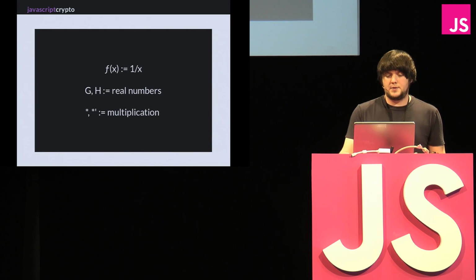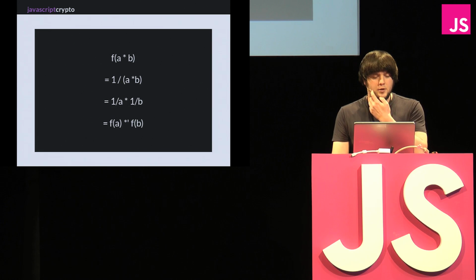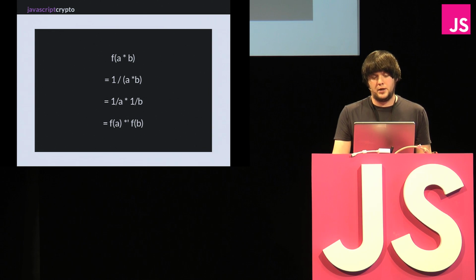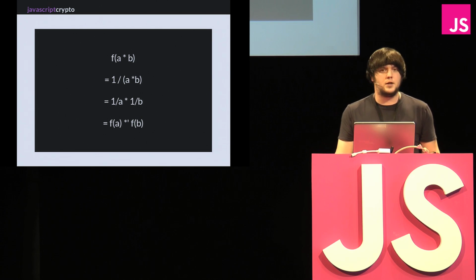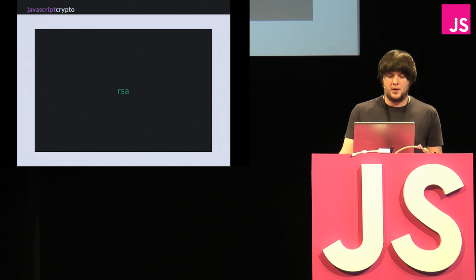So for simplicity, let's say our homomorphism is 1 over x, and G and H are the same thing, the real numbers as you know them. And the two operations are actually also the same. They're the multiplication in real numbers. So if you just simply write out the definition, then f applied to a times b is 1 over a times b, which by the laws of multiplication is 1 over a times 1 over b. And this is actually the right-hand side of the definition. So 1 over x is a homomorphism.